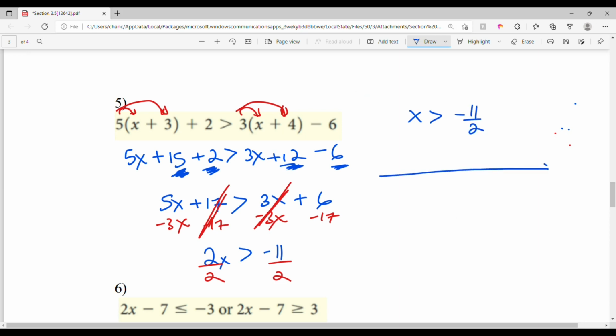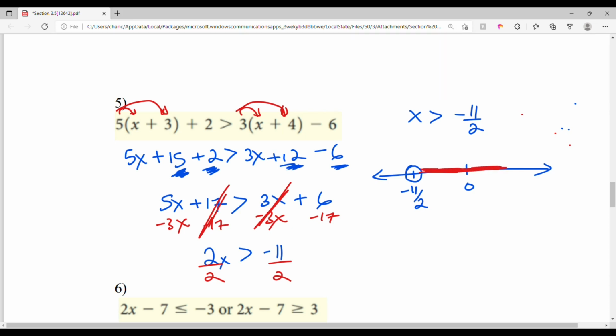We can graph the 0 first. Where is negative 11 over 2? Well, you could write this as a decimal if you want, but I know that negative 11 over 2 is to the left of the 0, and since this is just a sketch, we don't really need to be precise. I'll just mark it down here as negative 11 over 2. It's an open circle, and we're going to shade to the right. Shade it towards the right because we want values that are greater than negative 11 over 2.